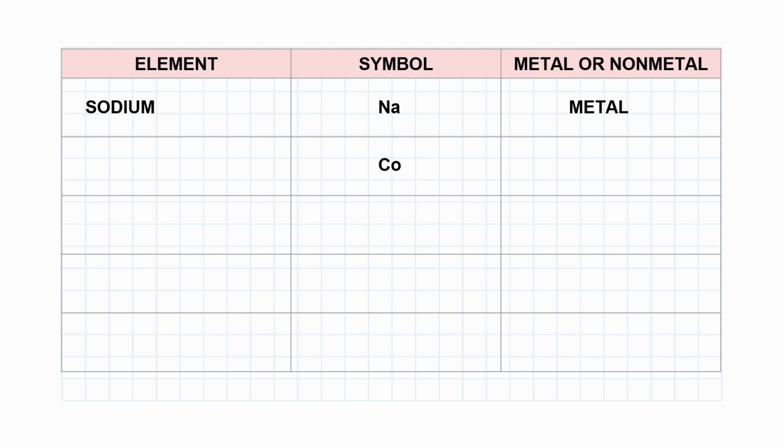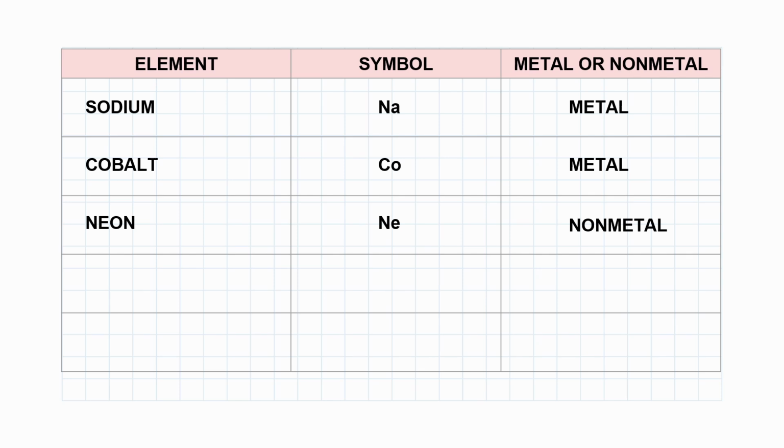Next, we have Co, cobalt. So what do you think? Yes, cobalt is a metal. It's used in batteries and magnets. How about neon? Symbol, Ne. Neon is a nonmetal. It's a colorless gas often used in bright neon signs.